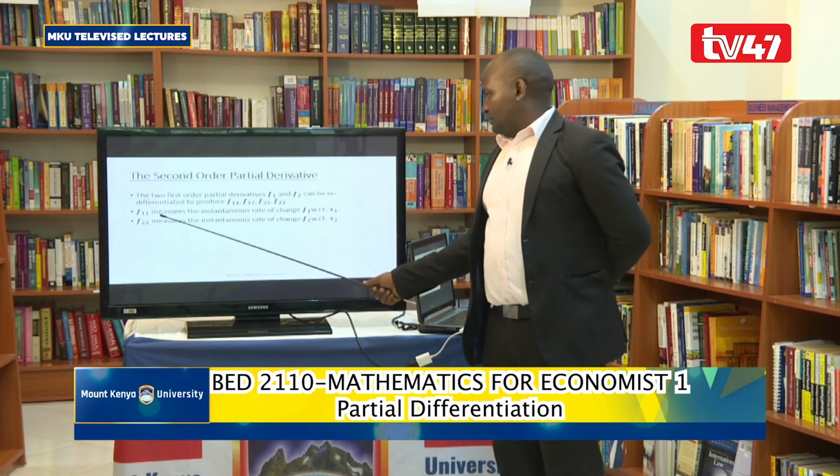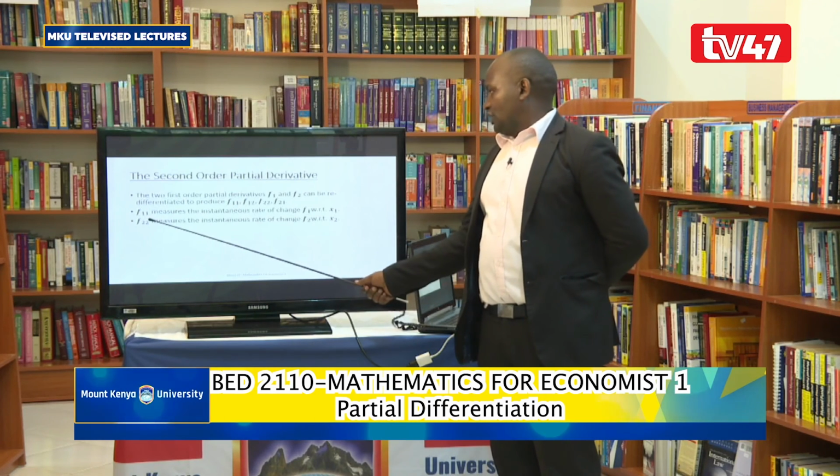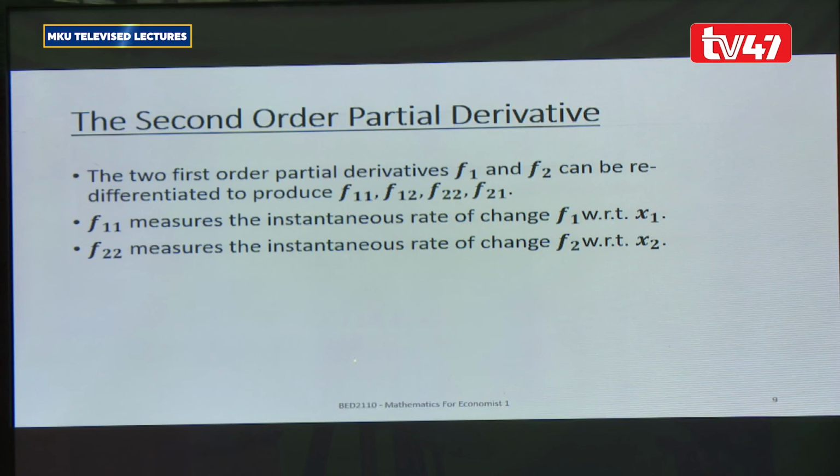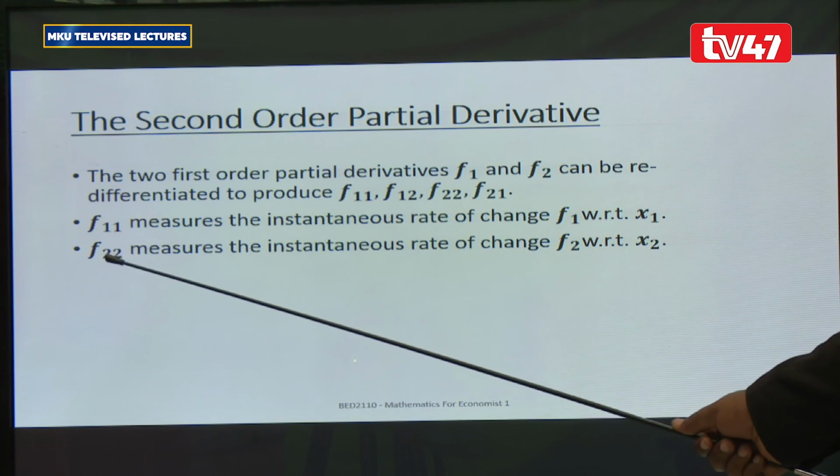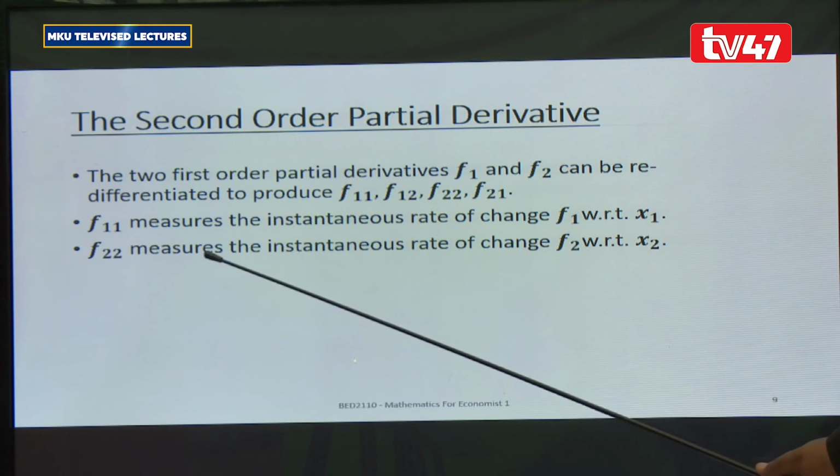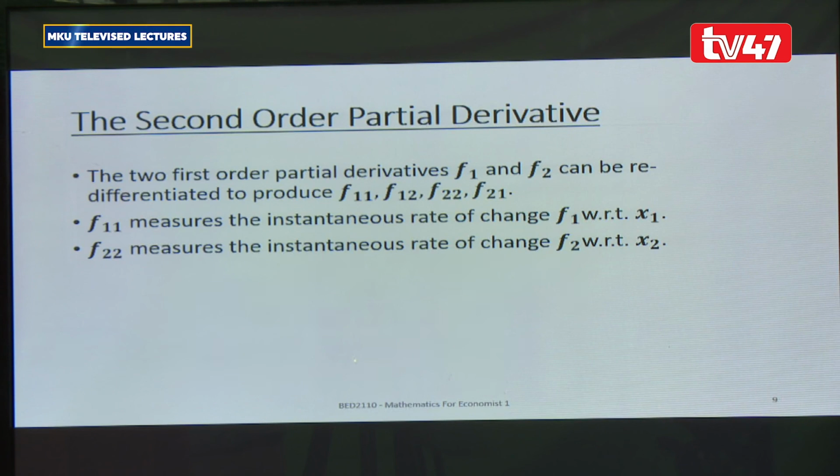So this concept of second order partial derivative is very vital, and we shall apply it when we shall be doing applications. Equally, f22 measures the instantaneous rate of change of f2 with respect to x2. It is equally an important concept that we shall be considering, the instantaneous rate of change. That is, how is f2 changing as x2 is changing? We shall be using that concept in our next chapters.